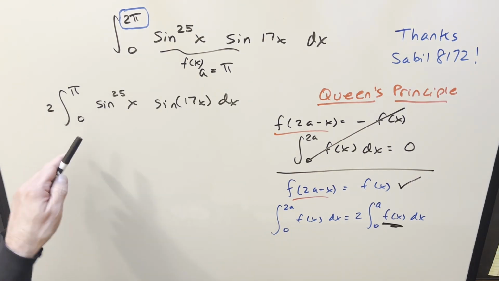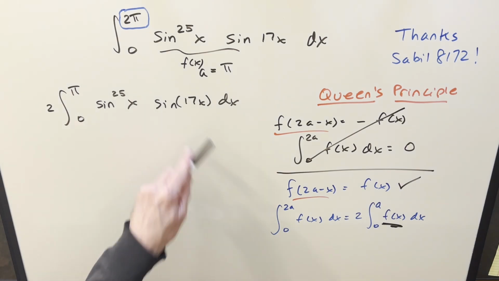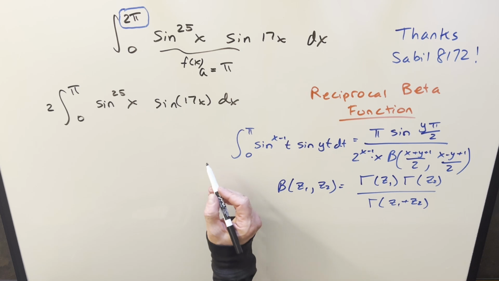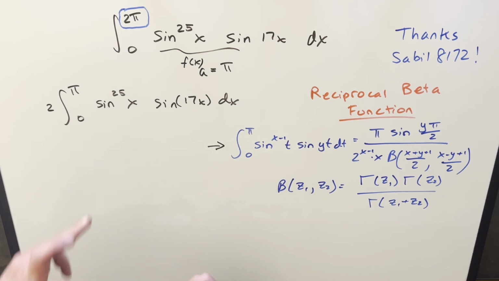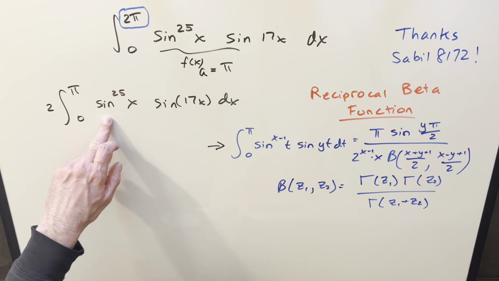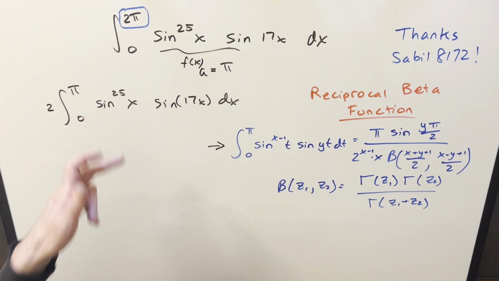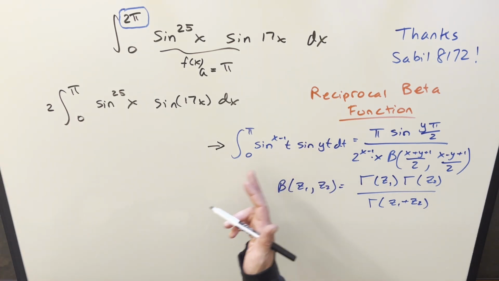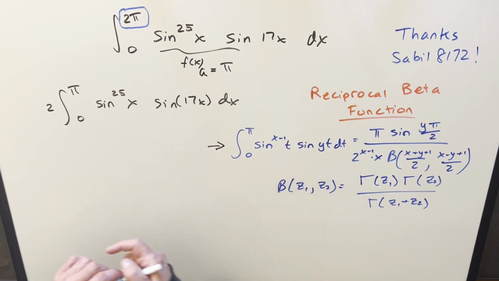But now with this form here, we can actually use the reciprocal beta function to solve this. Okay, now for the reciprocal beta function, we have this formula right here. Just note, if you had something different, like a cosine here or 2 cosines, there are formulas for each of those. There are 4 combinations, so there's going to be a reciprocal beta function formula for each of those, really similar to this. To apply this here, we're just going to need to find our x and y value.